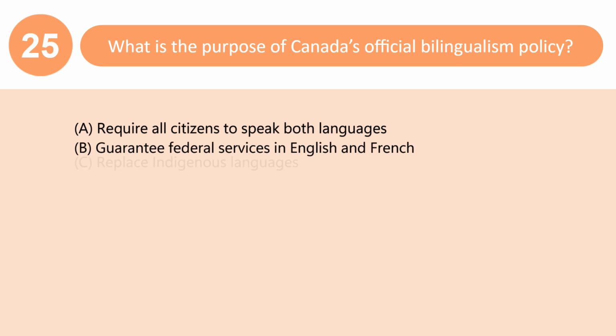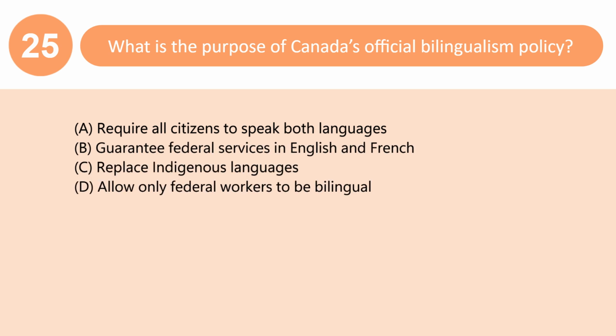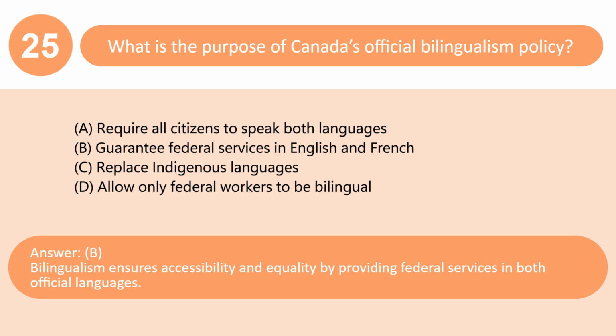What is the purpose of Canada's official bilingualism policy? A. Require all citizens to speak both languages. B. Guarantee federal services in English and French. C. Replace Indigenous languages. D. Allow only federal workers to be bilingual. Answer: B. Bilingualism ensures accessibility and equality by providing federal services in both official languages.